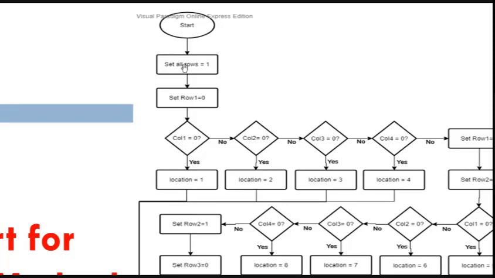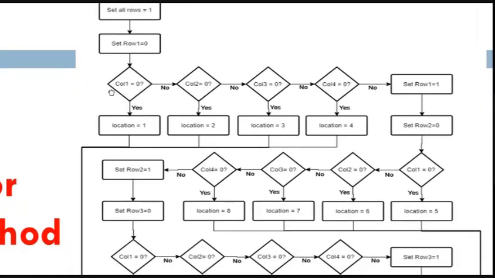And then after you have set all the rows equal to 1, you go to the first row and you set it to 0. Okay, the first row. The second, the third, the fourth, the fifth, and so on, you leave as 1. And then you go for the decision making. You start scanning column by column that is connected to the first row.